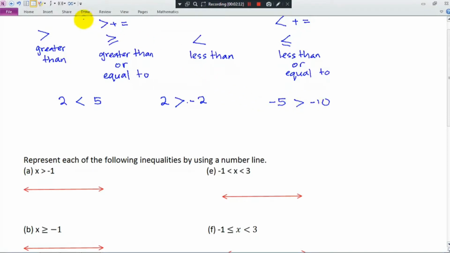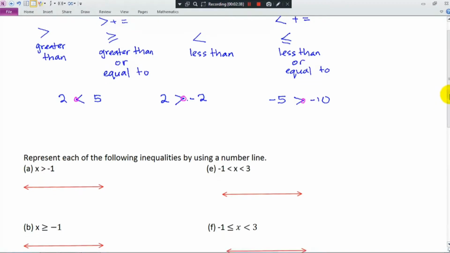You will notice that the inequality sign always points to the small number. Always point to the small number. So this is the smaller number, this smaller number, this smaller number. Always remember. And the open side, this one, is always for the bigger number. Bigger number, and this is the bigger number.